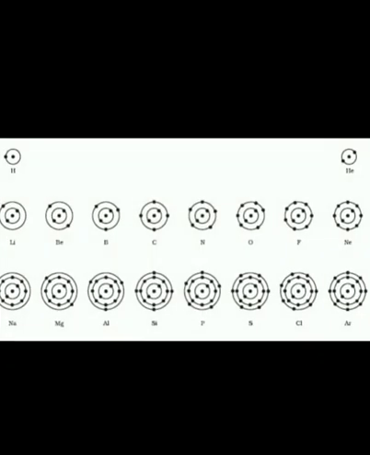See here, you can find out the arrangement of electrons in an atom from atomic number 1 to 20. So the first is hydrogen. Hydrogen's atomic number is 1, so the number of protons is equal to 1, and the number of electrons is equal to 1.